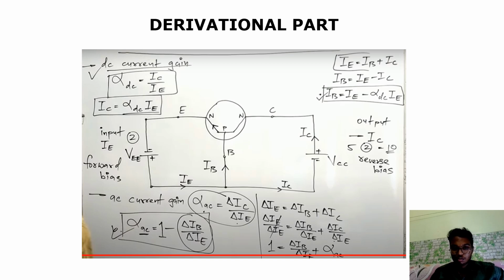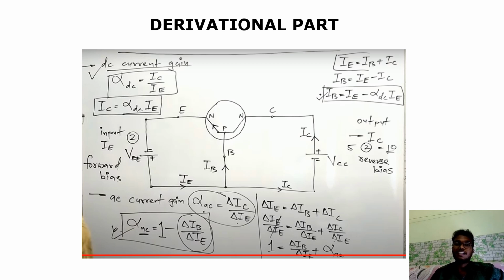IE current is flowing this way, and if you take this node, according to Kirchhoff's law, sum of currents entering is equal to sum of currents leaving the node. So IE is equal to IB plus IC. We have got a relation, and now we will derive the DC current gain.